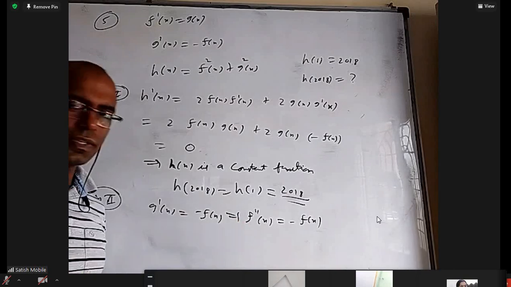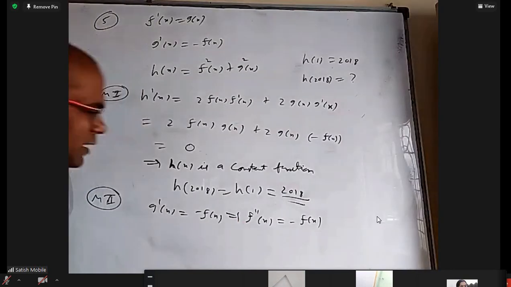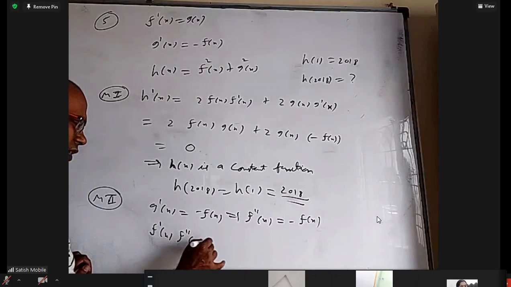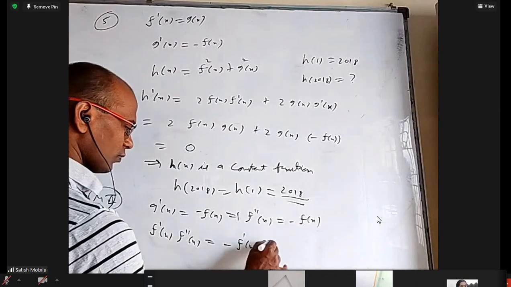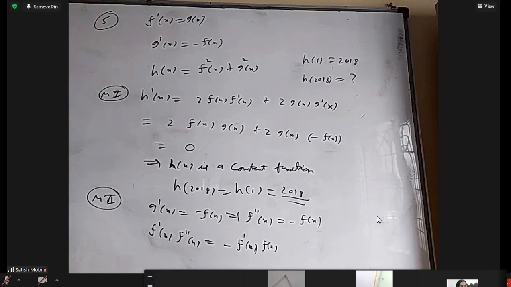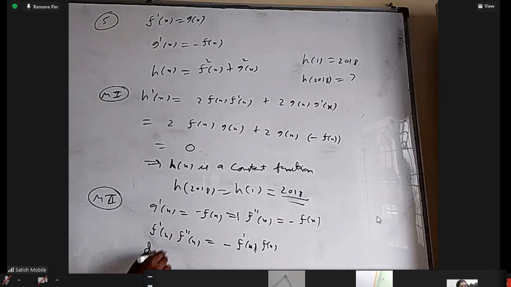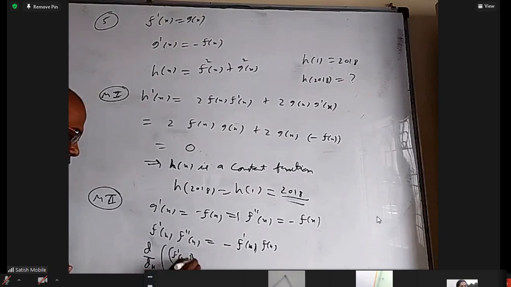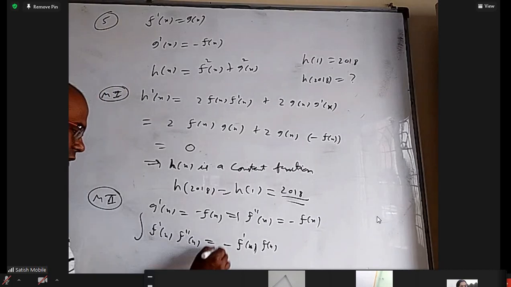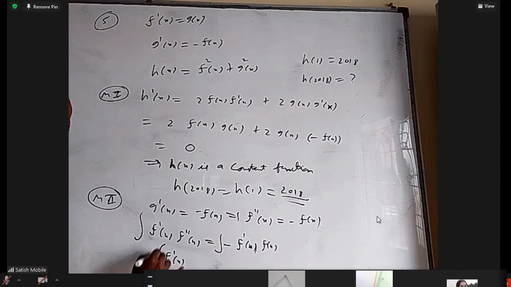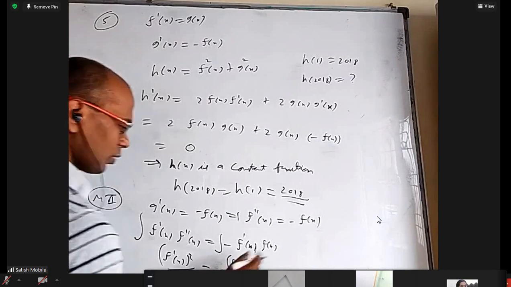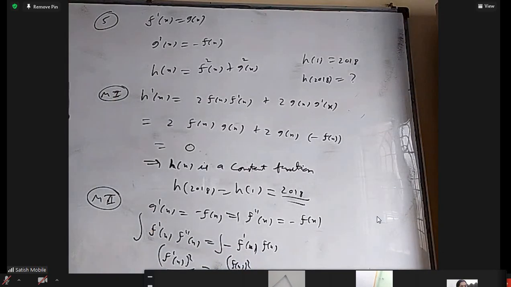But anyway, I want to tell something different here. After taking f''(x) = −f(x), multiply f'(x) on both sides. You get f'(x) f''(x) = −f'(x) f(x). Integrate on both sides. For this is a derivative, so this is actually d/dx of (f'(x))²/2. Integrate it here, integrate it here. This is (f'(x))²/2. This is −(f(x))²/2, because this is a derivative. But in the video it is not clear.